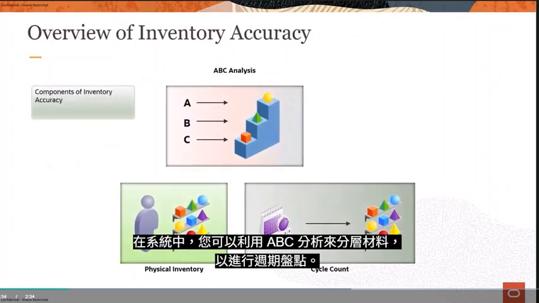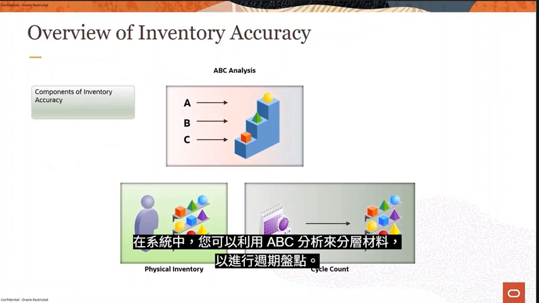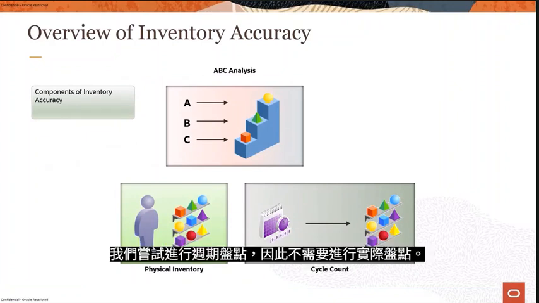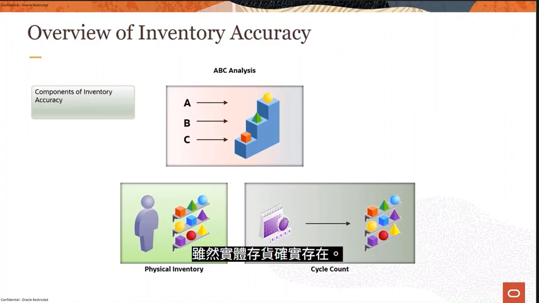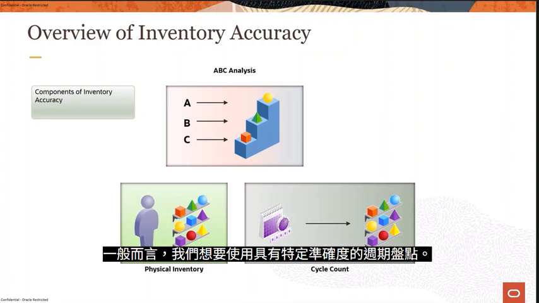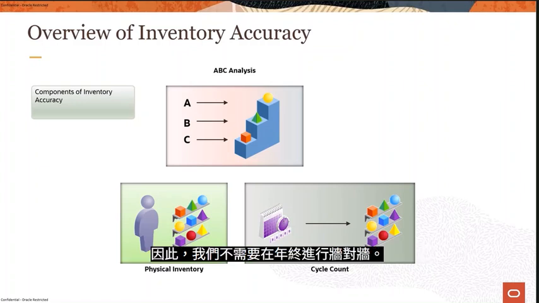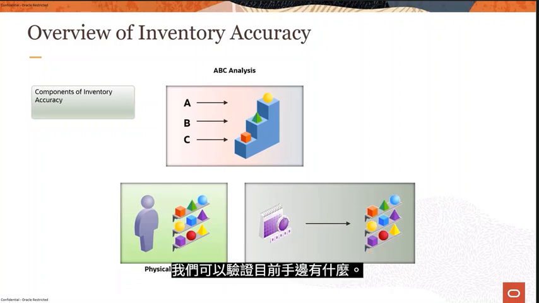Within the system, you can leverage the ABC analysis to help you stratify your materials to do your cycle counting. We try to do cycle counting so we don't have to do physical inventories, although physical inventories do have their place. Generally, we like to use the cycle count, have a certain level of accuracy so we don't have to do the wall-to-wall at year end, so we can verify what we've got on hand.